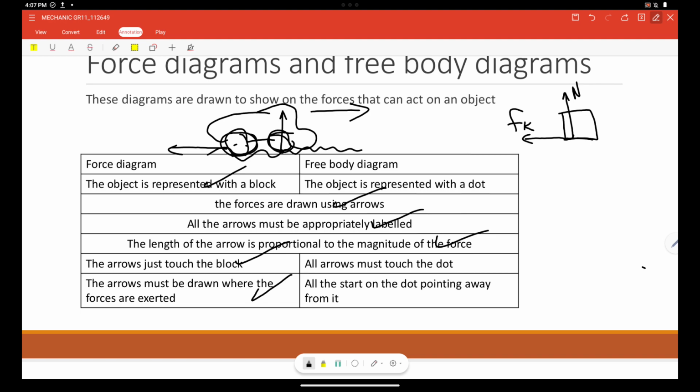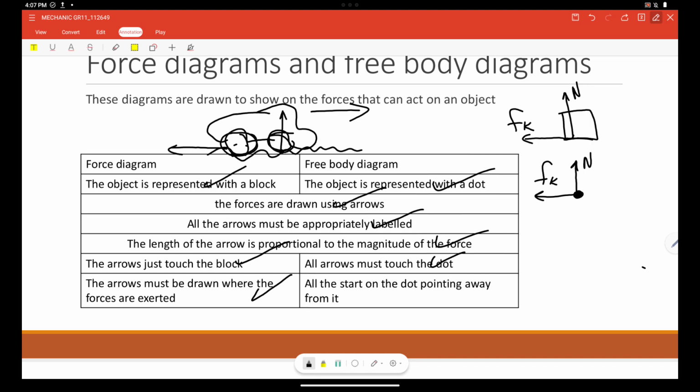But when we get to the free body diagram, instead of using the block, the object is just represented with a dot. And all arrows must touch the dot. So if this is your kinetic frictional force, it must touch the dot. All the forces that we're going to be drawing on the free body diagram all start on the dot. So if it's kinetic frictional force, it starts at the dot. If it's normal force, it's also going to start at the dot.